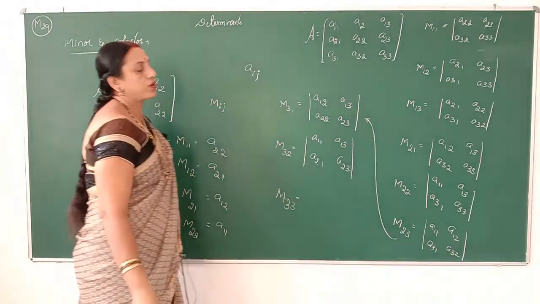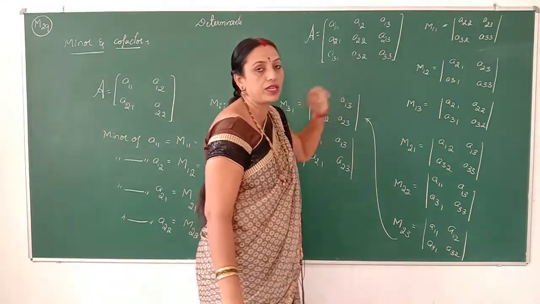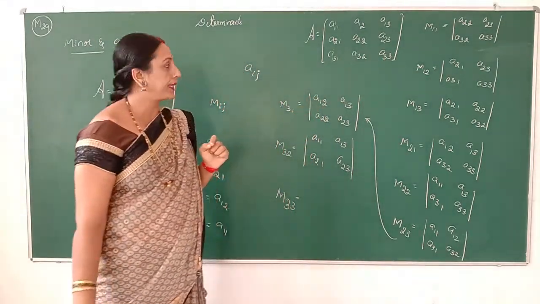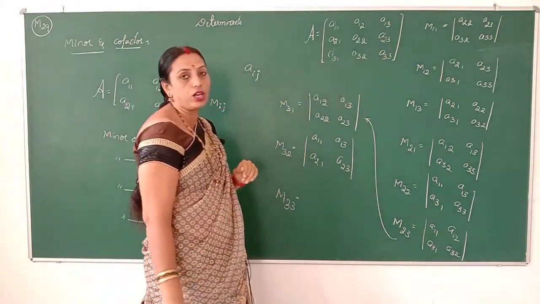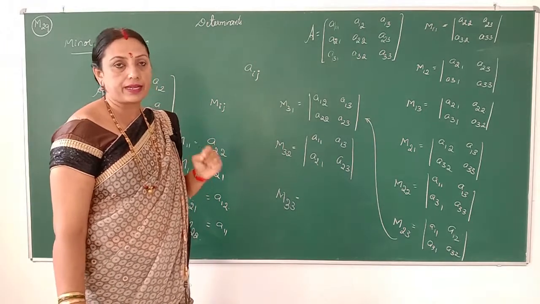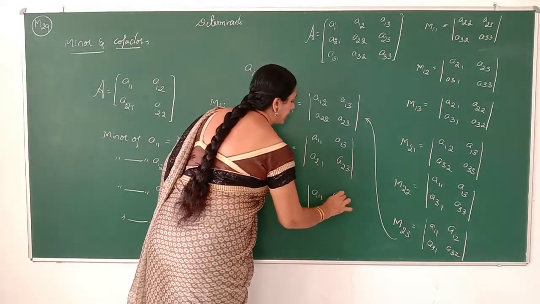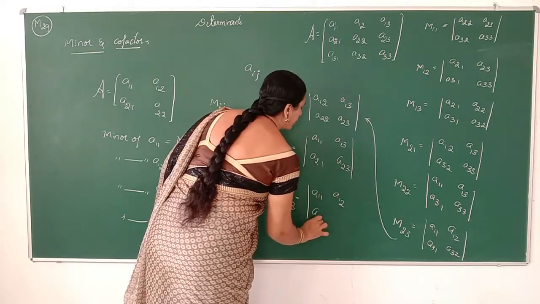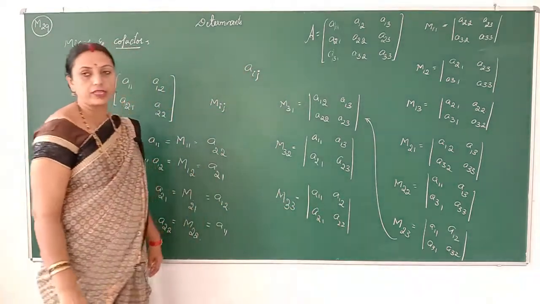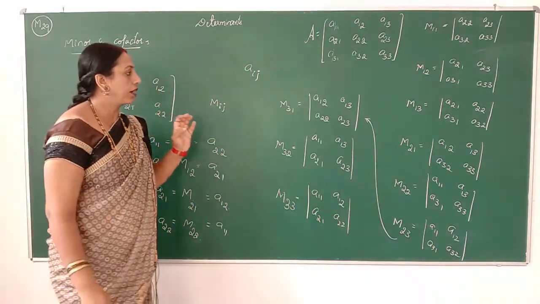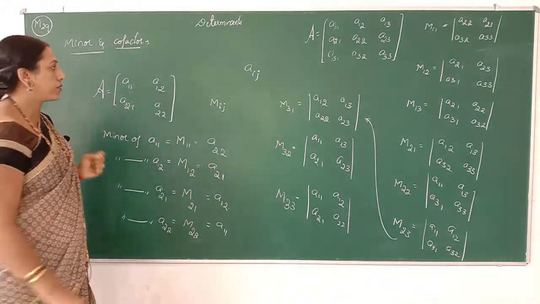Then the last element is M33. M33 is called the minor of A33. A33 is an element of the third row, third column, and these elements get neglected, and the remaining elements are A11, A12, A21, A22. So these are the minors of A33. Now these are called the minors of each element of a square matrix.